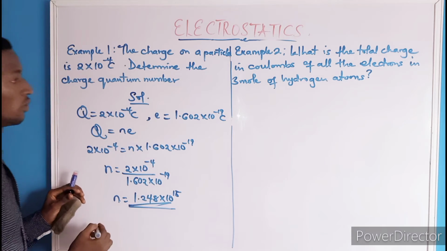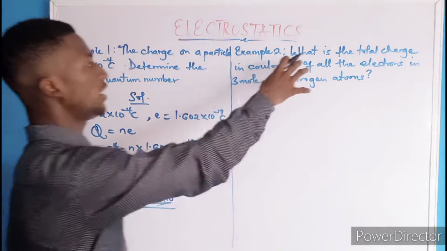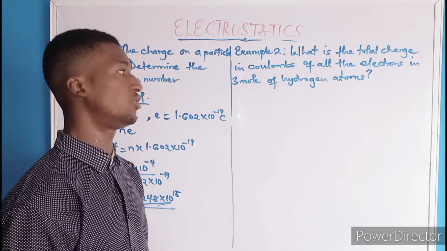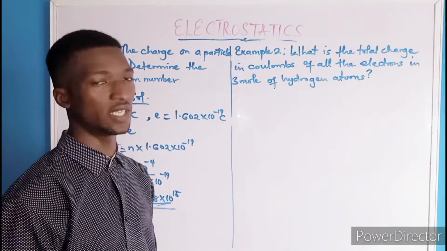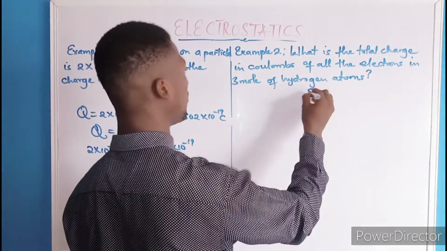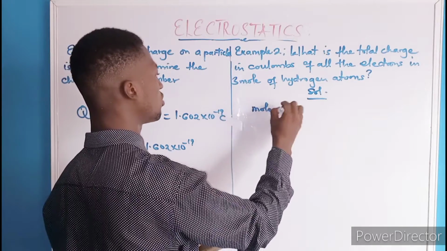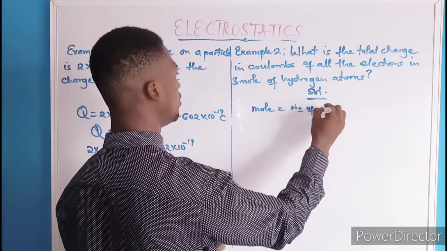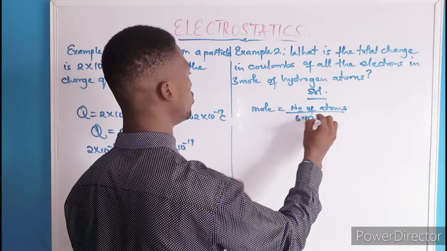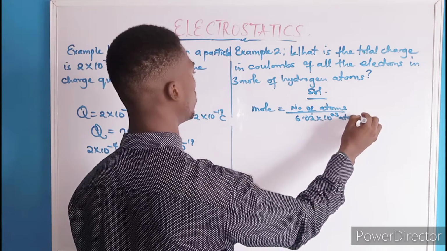Now, let's answer the second question. You can see it's very easy to get. Now, here, what is the total charge in coulombs of all the electrons in 3 moles of hydrogen atoms? Now, to get this, I'll quickly take you to an expression which you have for mole. What is that expression? You always have that your mole is equal to number of atoms over 6.02 times 10 raised to the power 23 atoms. That is Avogadro's number.